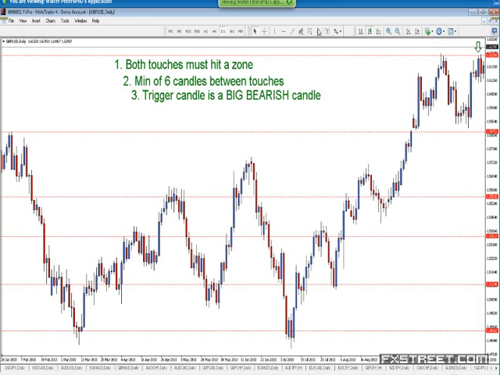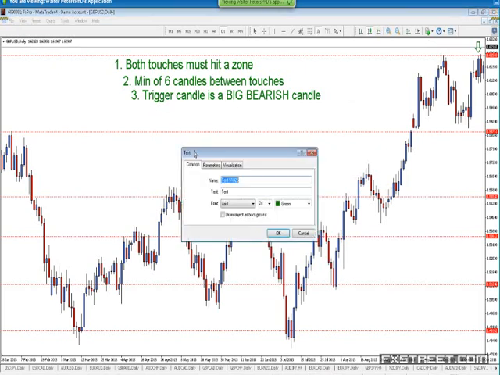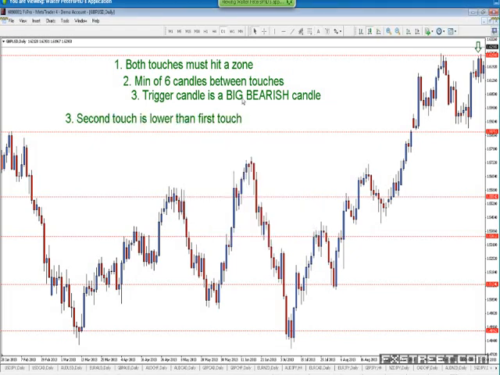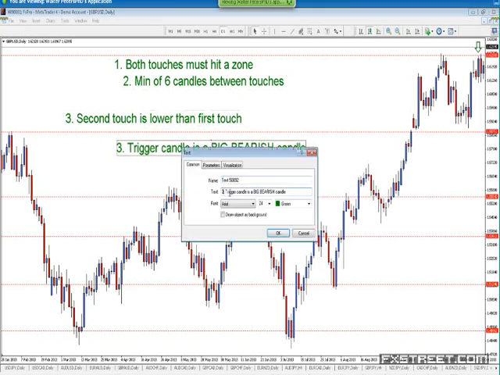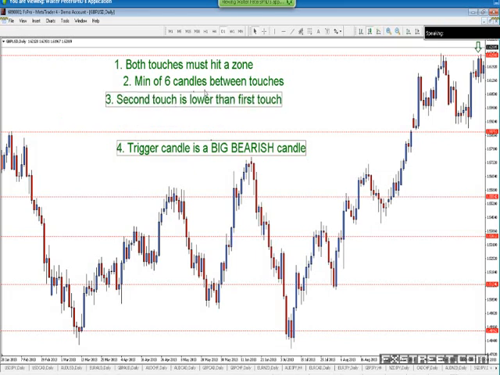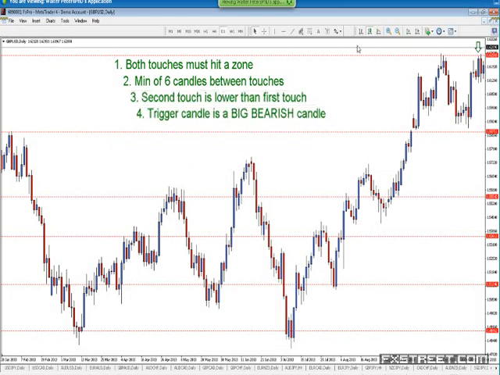Oh, the other thing I forgot to mention is that we need to have the second touch lower than the first touch. That's a very important rule. In fact, second touch is lower than first touch. And so the fourth rule should be the trigger. So let's just change that. Okay? So second touch is lower than first touch. And so let me show you what I mean by that.